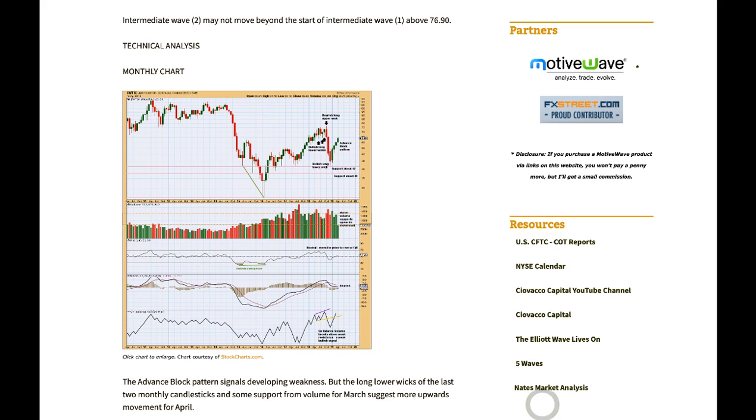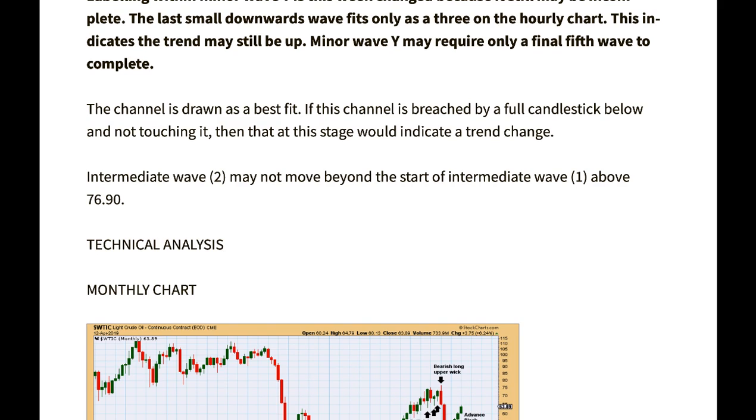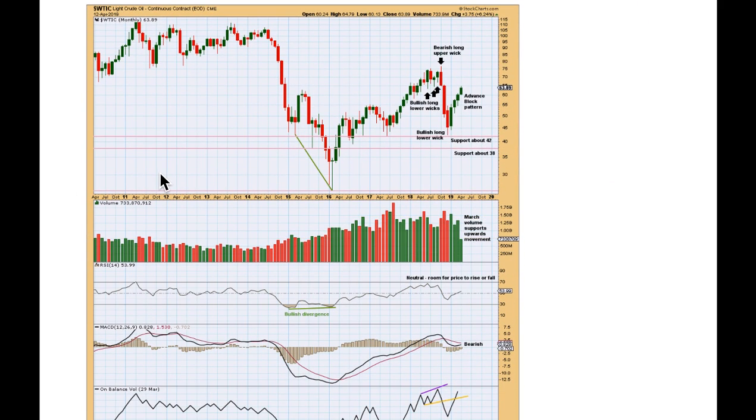The monthly chart, I don't have anything to add to that this week for oil. After last completed month, there was an advanced block pattern with these 3 candlesticks here. That's a reversal pattern, but the last monthly candlestick did have support from volume, putting the reversal implications into some doubt, and the last 2 completed monthly candlesticks also had long lower wicks, which was bullish, so it's not surprising that we are getting further upward movement for the month of April. I can't comment on the month of April because it's incomplete.